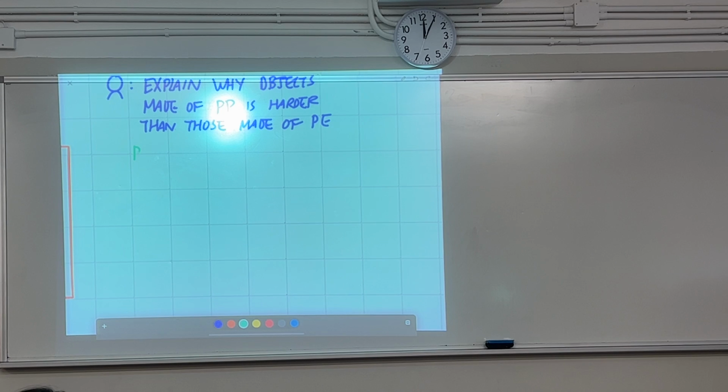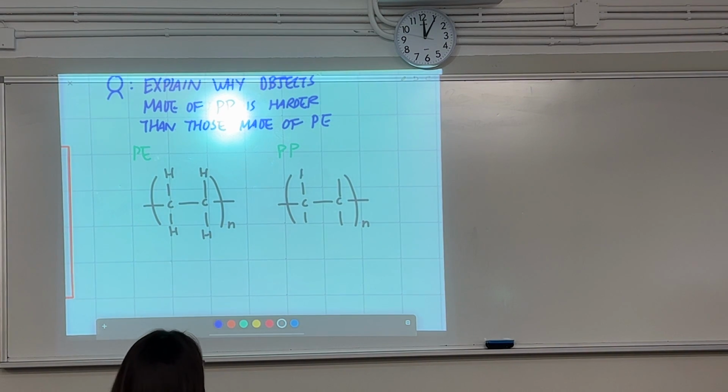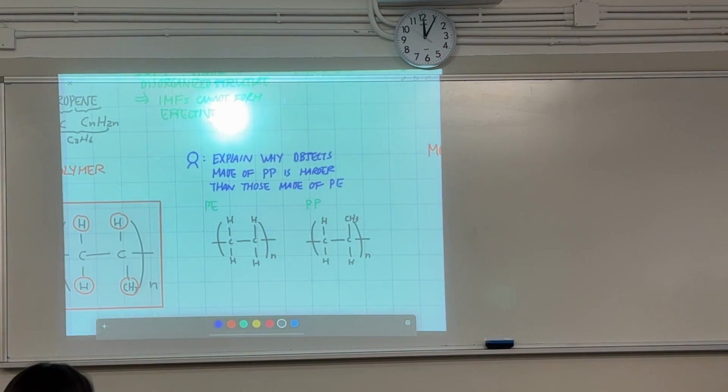Well, I'll show you something. This is the polymer. What the polymer looks like for PE and PP. For PE, you have something that looks like this. Let me copy this 2 times. Okay, you have H. And polypropene has something that looks like this. Which has a larger molecular size?